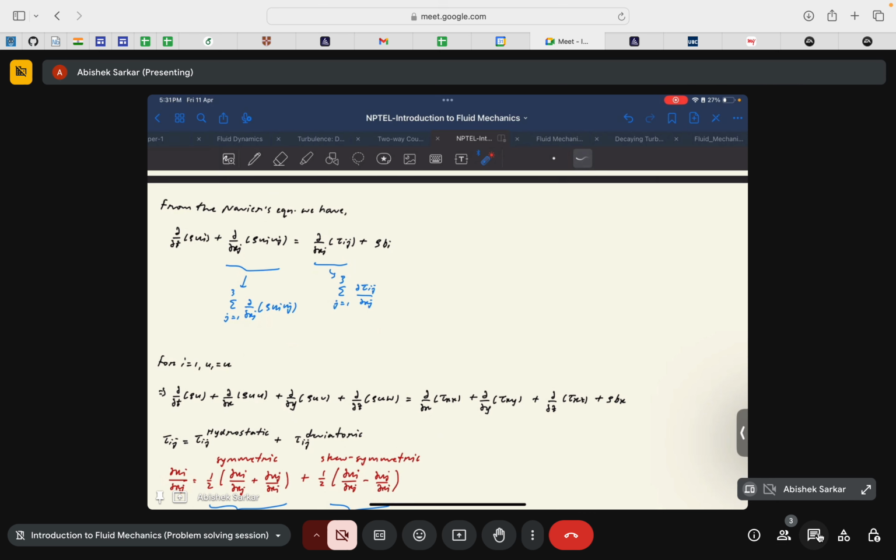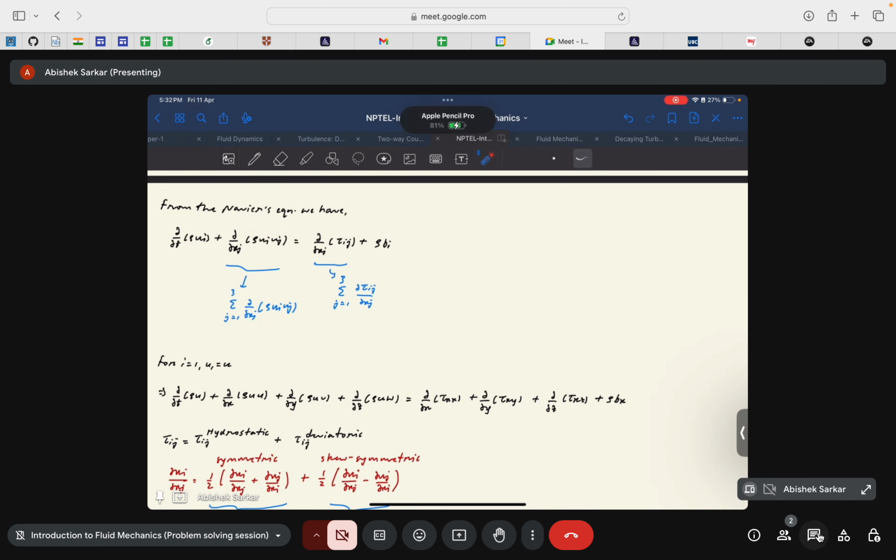The first index u1 will remain as such, it will remain u, but the second index will vary from 1 to 3. So it will be dou by dou x of rho u, then dou by dou y of rho uv, then dou by dou z of rho uw, and sum all the terms. So that's what we have done here: dou by dou x of rho uu plus dou by dou y of rho uv plus dou by dou z of rho uw.